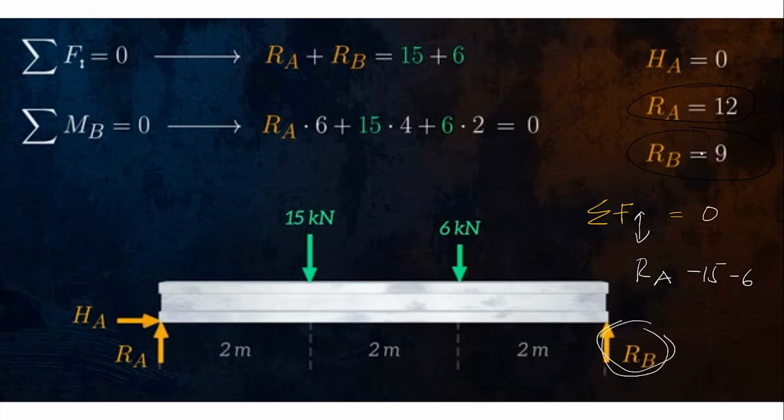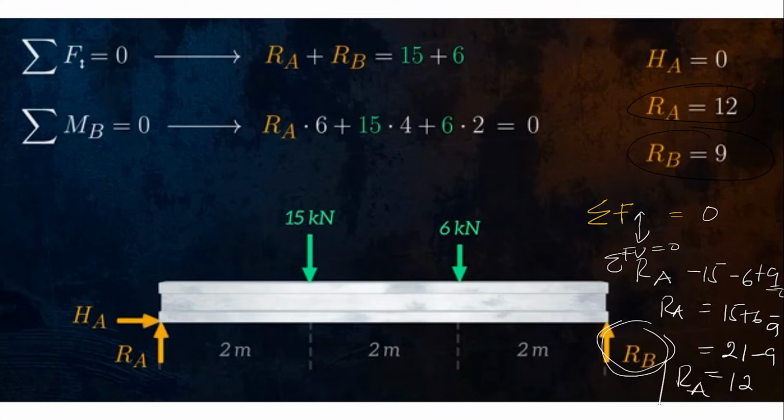What is our RB? What did we solve? Sorry, I got lost. What we solved is 9, right? The 9, RB. So plus 9. Okay, so the summation of forces along the vertical equals 0. This is RA equals what? Transpose: 15 plus 6 minus 9. So 15 plus 6 is 21, minus 9. So this will become 12. Very good. So RA equals 12.